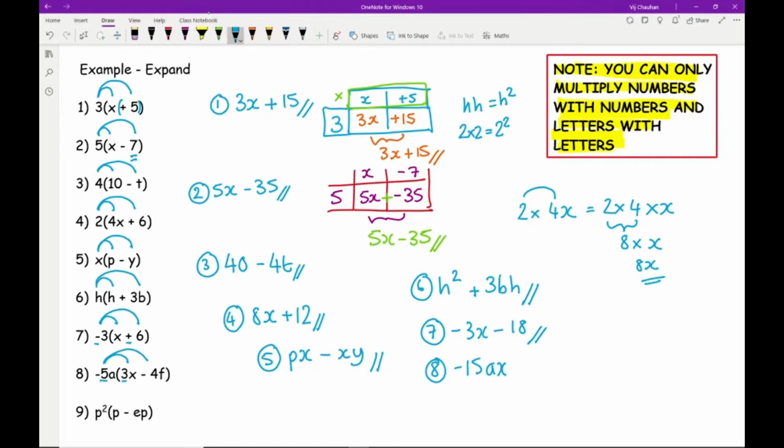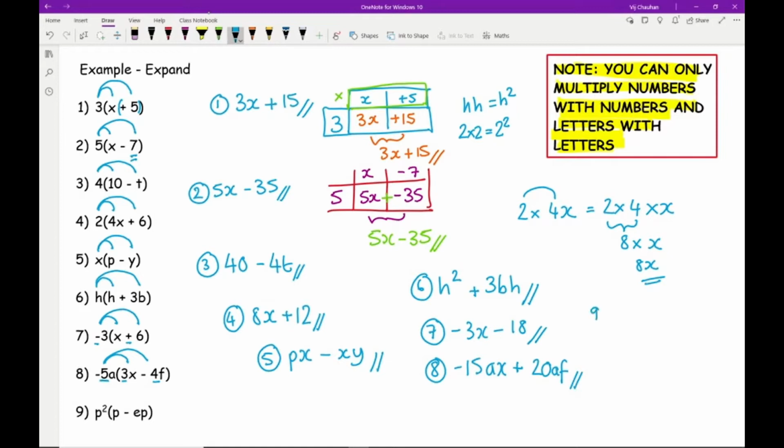So here let's just deal with the numbers first. I've got 5 times 4, which is 20. I've got a times f, which is af, and then I've got a minus times a minus, which gives me a positive answer. So there it's minus 15ax plus 20af.